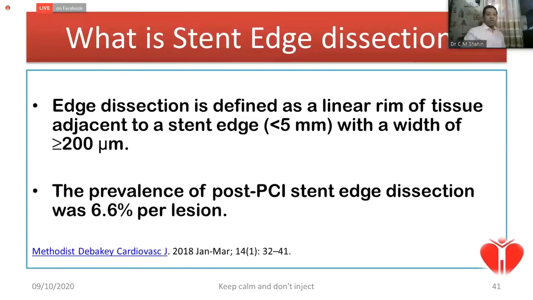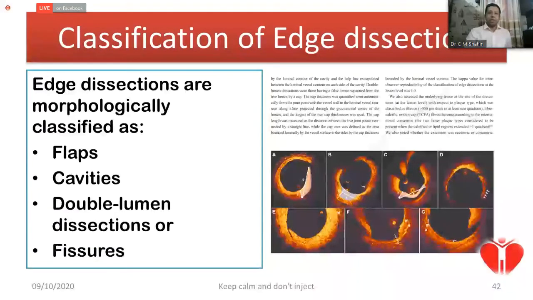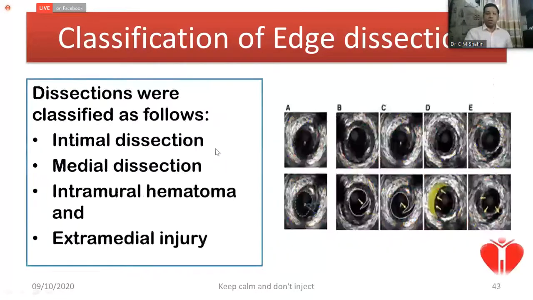So now come to what is stent edge dissection. Edge dissection is defined as a linear rim of tissue adjacent to a stent edge with a width of more than 200 micrometers. The prevalence is 6.6% per lesion. This is the OCT classification of edge dissection. It is classified as flaps, cavities, double lumen dissection, and fissures. And this is the IVUS classification of edge dissection. This is classified as intimal dissection, medial dissection, intramural hematoma, and extramedial injury.